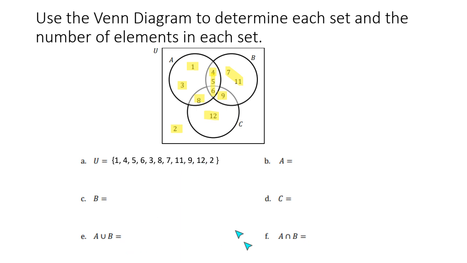Then we go to letter B, where we find A. A is everything in the circle A, so 1, 4, 5, 6, 3, and 8. The set B is everything in the circle B, so that would be 4, 5, 6, 7, 11, and 9. The next one is C, which is everything in the circle for C, so 8, 6, 9, and 12.